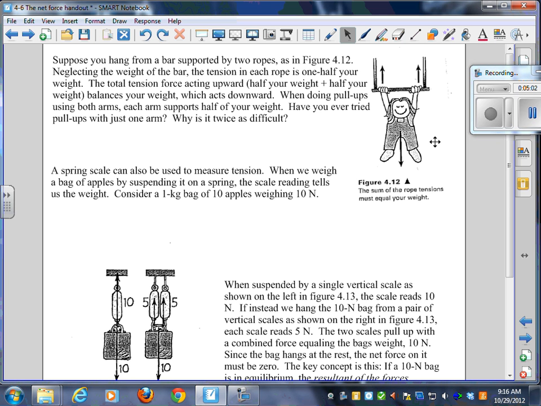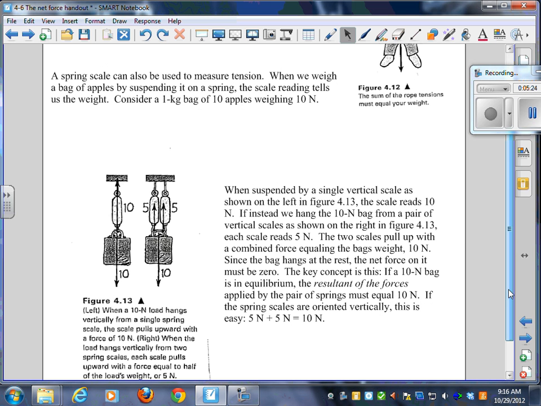The two scales pull up with a combined force equaling the bag's weight, 10 newtons. Since the bag hangs at rest, the net force on it must be 0. The key concept is this: if a 10 newton bag is in equilibrium, the resultant of the forces applied by a pair of springs must equal 10 newtons. If the spring scales are oriented vertically, this is easy. 5 newtons plus 5 newtons, right? No big surprise here, and I can actually demonstrate that. If I've got 10 newtons down, with one scale it's got to be 10 newtons up. If I've got two scales, I've got 5 and 5.